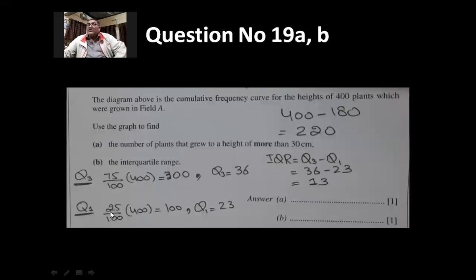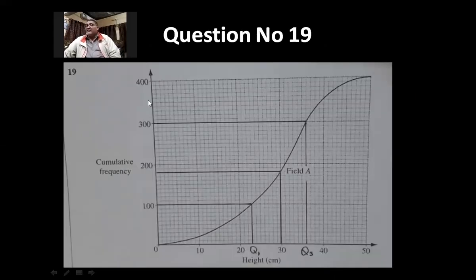The Q1 value will be 25% of the total cumulative frequency. So 25 divided by 100 into 400 will be 100. So from the graph, I will go to the cumulative frequency 100.